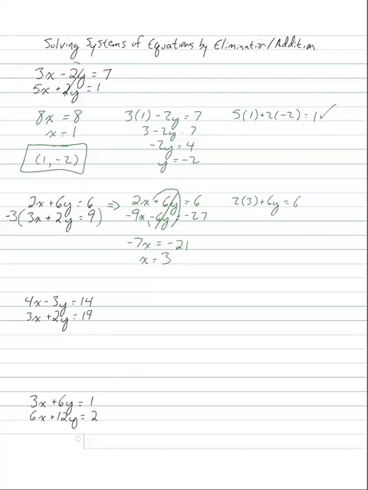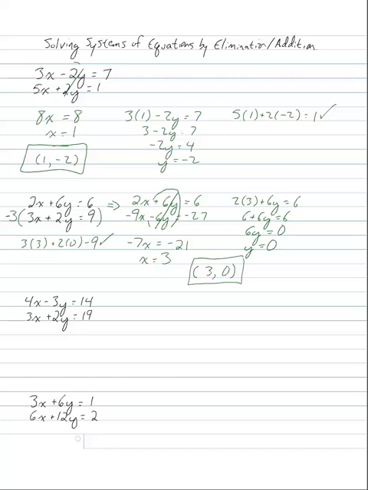So 6 plus 6y equals 6. 6y equals 0, and y equals 0. So I have an answer, (3, 0). I want to check it by plugging it into the second. 3 times 3 plus 2 times 0. Does that equal 9? Yes. So this is the correct answer.